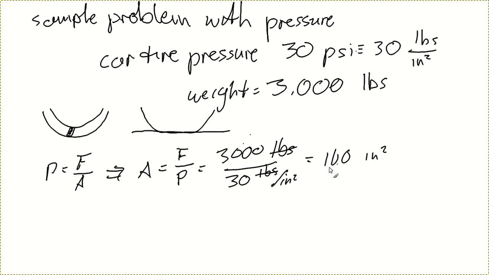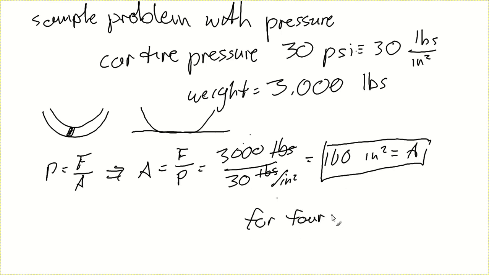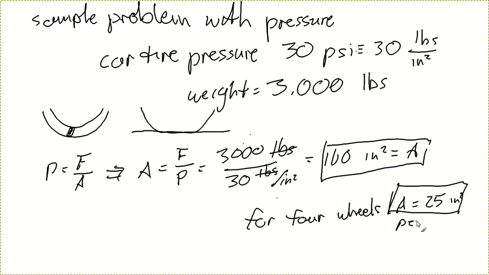And that means that for each tire, if this is a car with 4 wheels, this is the area of the total contact patch. And so if this is for four wheels, the area is then just 25 square inches per wheel. Okay. Onward. I'm going to erase this, so pause it if you're still studying it.